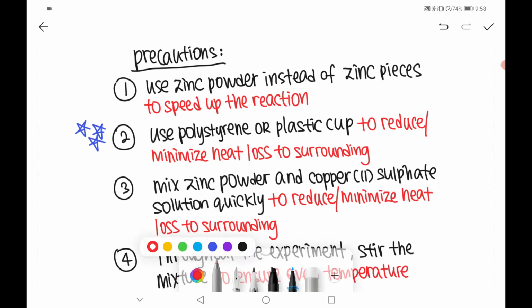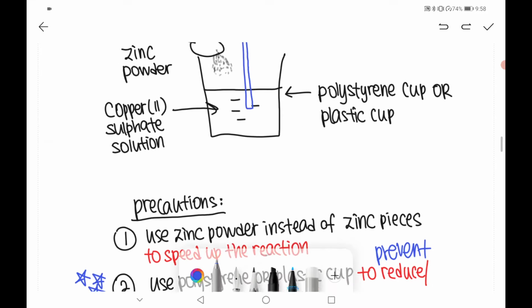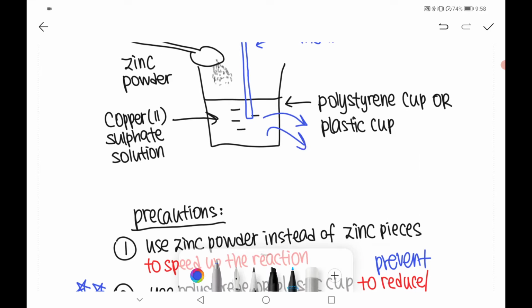So make sure you use the word reduce or minimize. You cannot use the word prevent. You cannot say a polystyrene cup or plastic cup can prevent heat loss to the surrounding. Prevent means the heat cannot run away totally, so that is wrong. If you use a plastic cup, some heat will still run away, but very little.